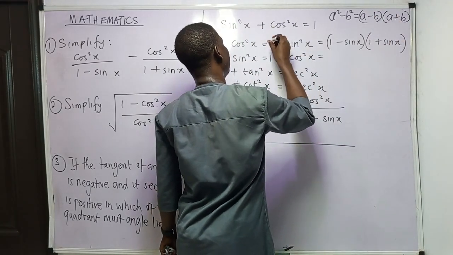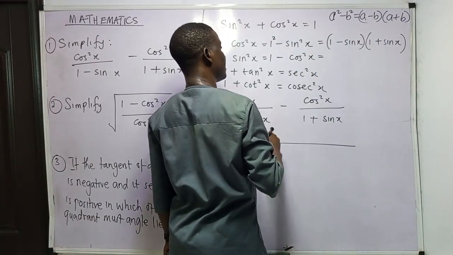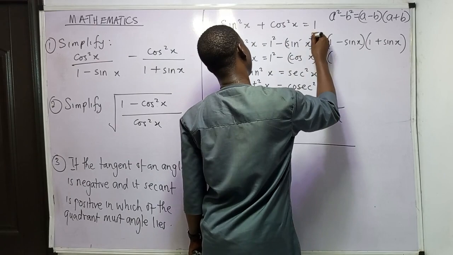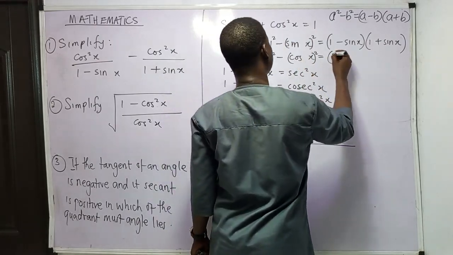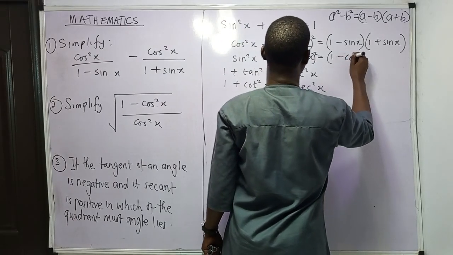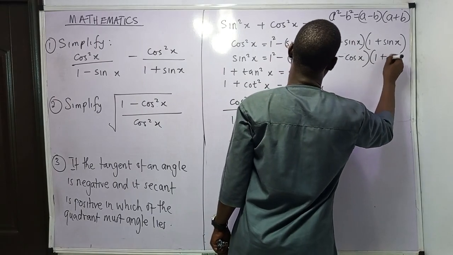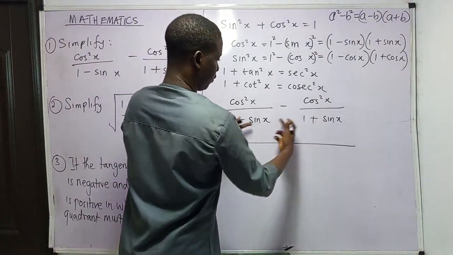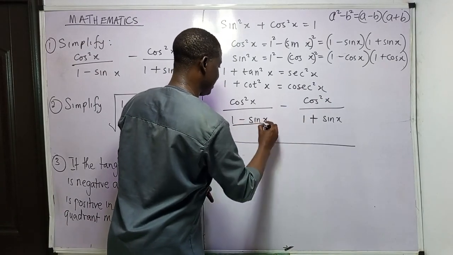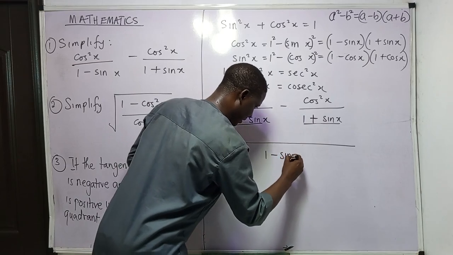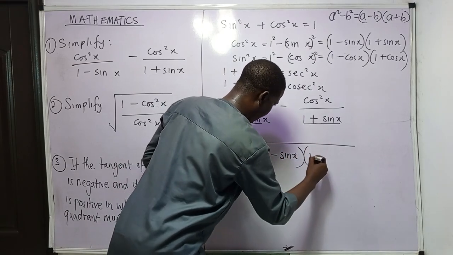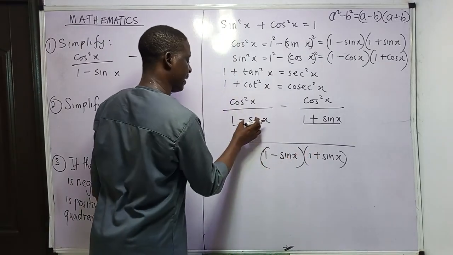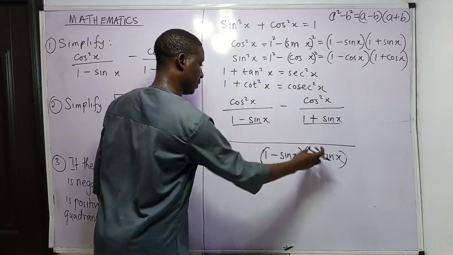So this one is more or less 1 square minus sine square x. This one is also the same thing, you can write it as this. If I want to write the difference of 2 squares of this one, it is 1 minus cos x into 1 plus cos x. Very important. Therefore, let us go. So if I take the LCM of this and this, I will have 1 minus sine x into 1 plus sine x. And if I do that, this divided by this will give me 1 plus sine x.